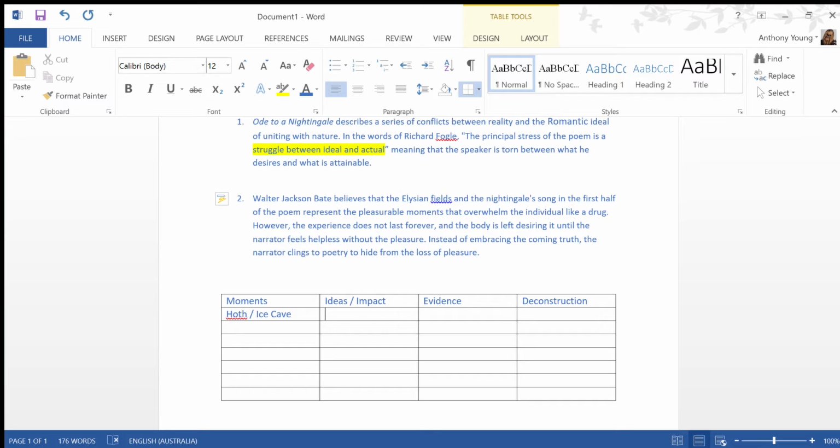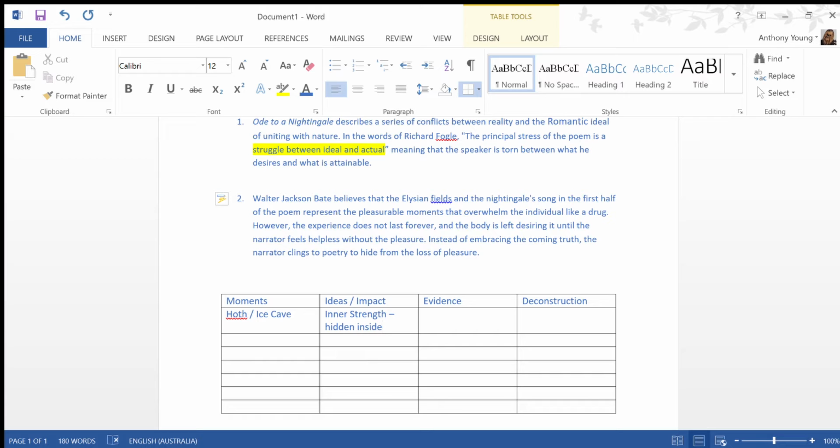In terms of the ideas, what I wanted to explore in that first paragraph of the Star Wars essay was the idea of inner strength. Essentially, the whole essay was about looking at the idea of inner strength. So I'm just going to type in inner strength. And I might provide some elaboration on that because I was particularly looking at the idea that it's hidden inside, right?